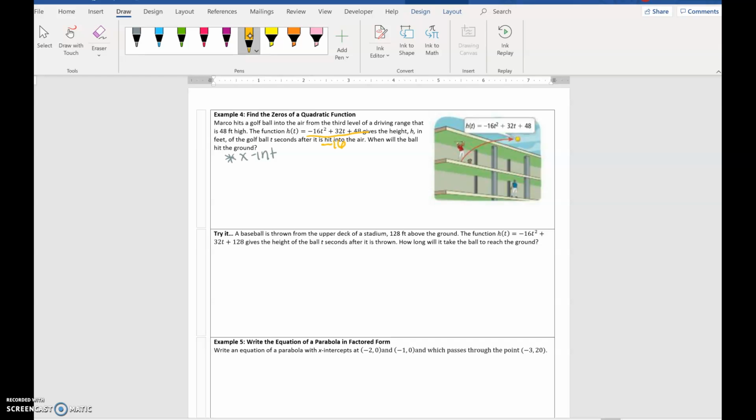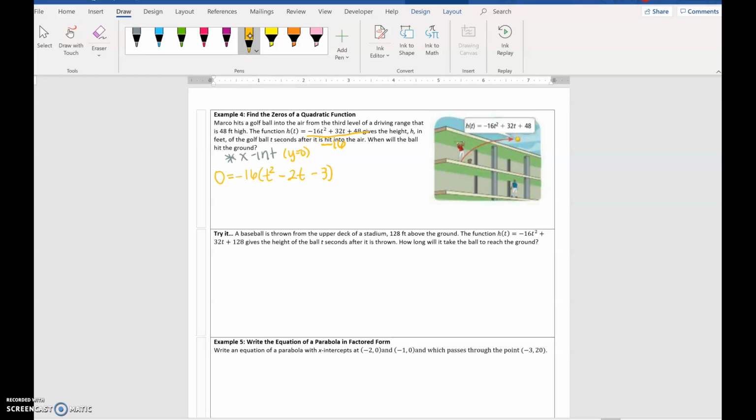So again, I'm just taking everything and dividing by negative 16. So I now have 0 because we're looking for the x-intercept. So y equals 0 because we're looking for the x-intercept. And we're taking out a negative 16 out of everything. And so what are we left with? We're left with a positive t squared. 32 divided by negative 16 would be negative 2. Positive 48 divided by negative 16 would be negative 3.